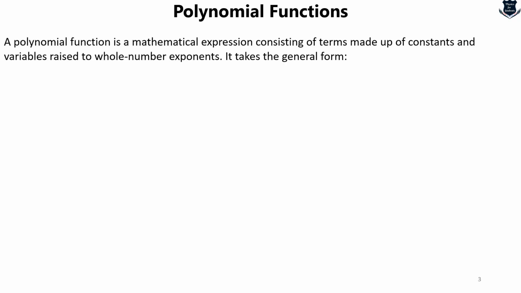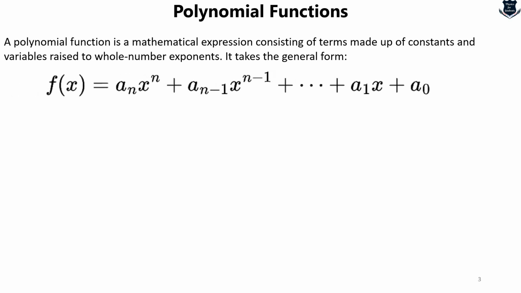Now, if I go by the definition, a polynomial function is basically a kind of mathematical expression which consists of certain terms which are made of constants as well as variables, and they are raised to certain whole numbers which are called exponents, and it takes the general form of this. Now this is how a polynomial looks like. Why it is n-1 at the base and why it is n-1 at the exponent, these things I am going to explain to you later.